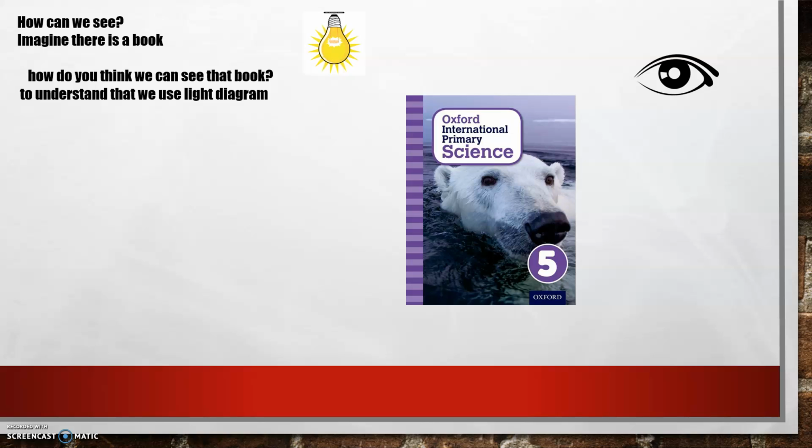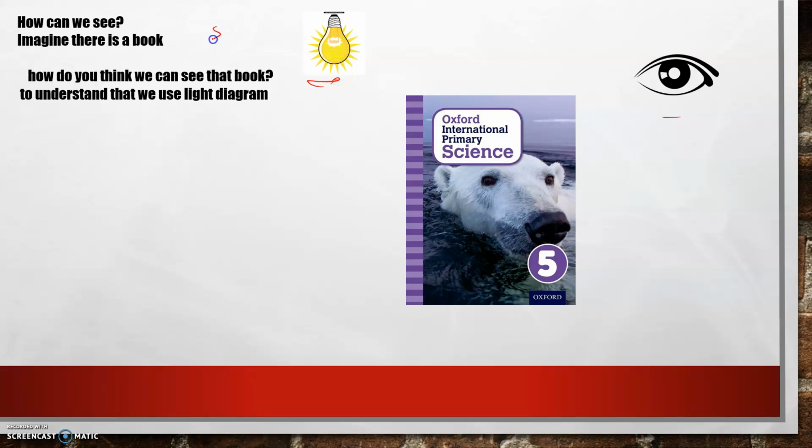Of course, we have learned that we need light to see. Okay, imagine that you have this book. This is your science book. How do you think we can see that book? Okay, because we understand that we need light to see, so there is a source of light there. And this is you. So first of all, the light falls from that source of light.